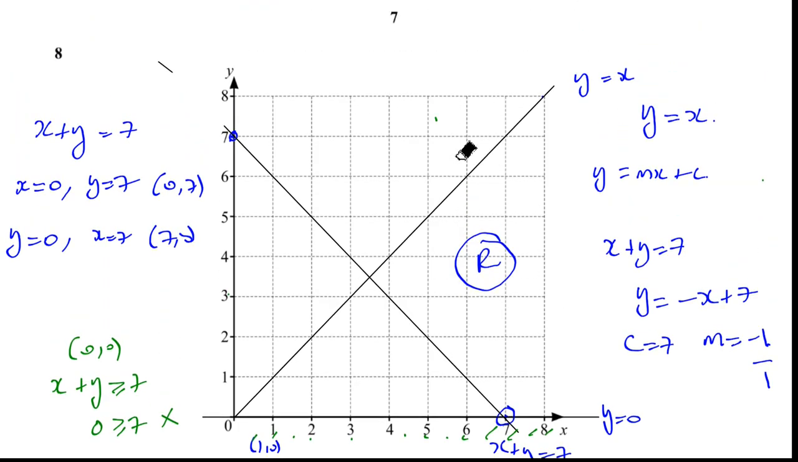So this is all about inequalities and regions, basically. This is under the topic inequalities and regions.